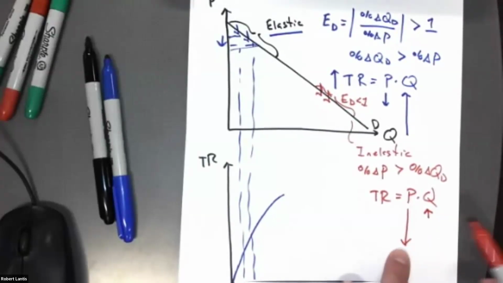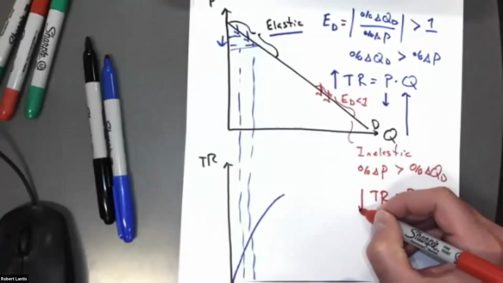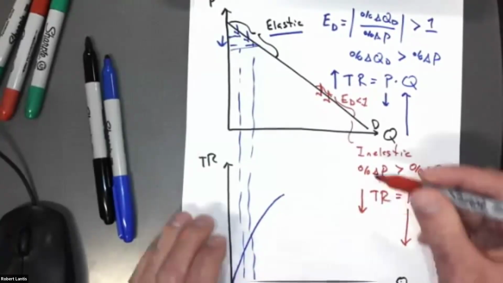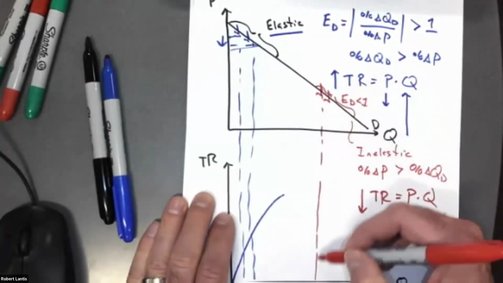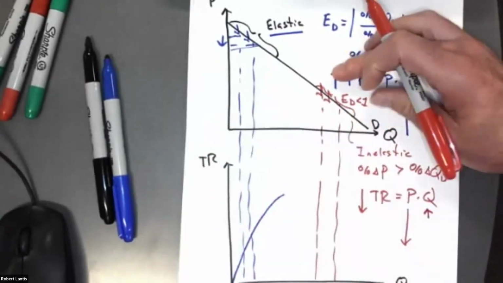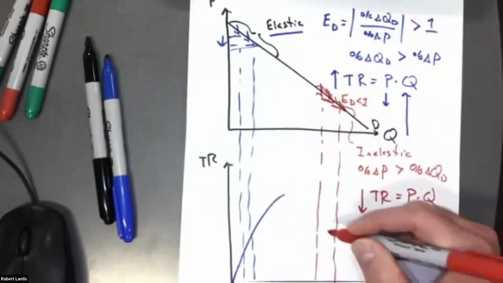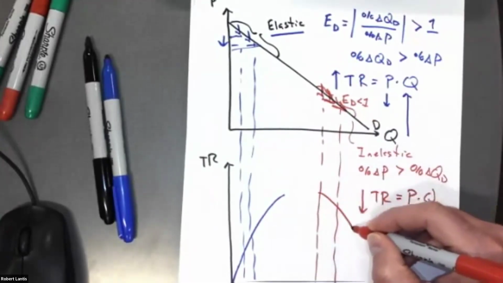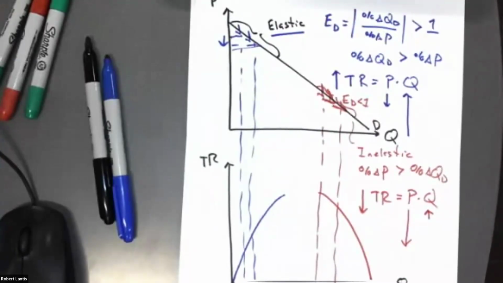Which of these is going to be larger? That change in price. So the total effect would be that my total revenues go down. So here, for all of these quantities and their corresponding prices, when demand is inelastic, lowering the price is going to cause my total revenues to decrease.